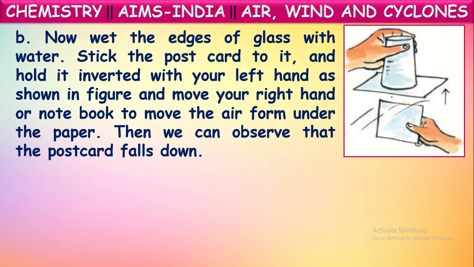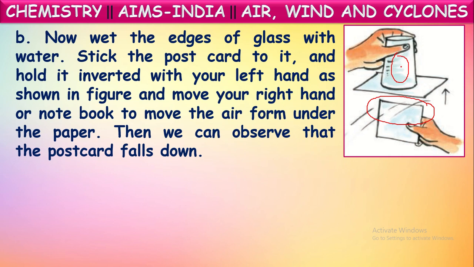Here, under the cardboard or paper, low pressure is created as we have moved the air from this place. So a low pressure area is created here. Then we can observe that the postcard falls down, even though it is stuck to the glass. It starts falling down because, as we have moved our hand, a low pressure area is created here. But still, inside the glass, high pressure is maintained.